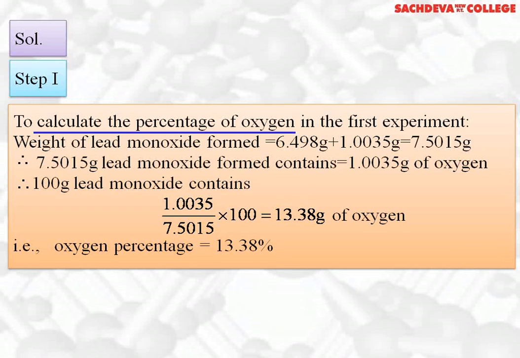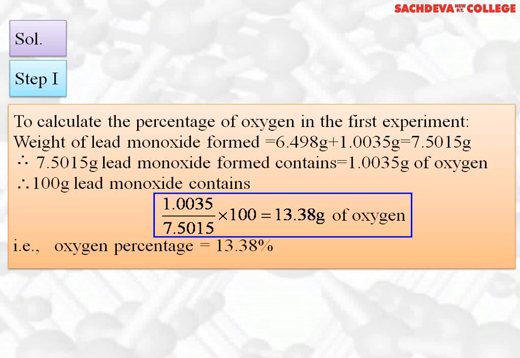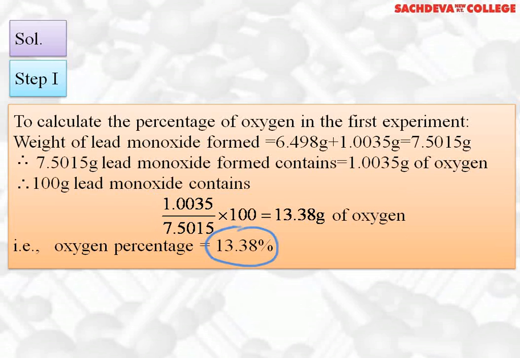First step is to calculate the percentage of oxygen in the first experiment. So the weight of lead monoxide formed will be equal to the weight of lead, that is 6.498 gram, plus the weight of oxygen, 1.0035 gram, which is equal to 7.5015 gram. Now 7.5015 gram of lead monoxide is formed, which contains 1.0035 gram of oxygen. 100 gram of lead monoxide will contain 1.0035 divided by 7.5015 into 100, which is equal to 13.38 gram of oxygen. So the percentage of oxygen will be 13.38.